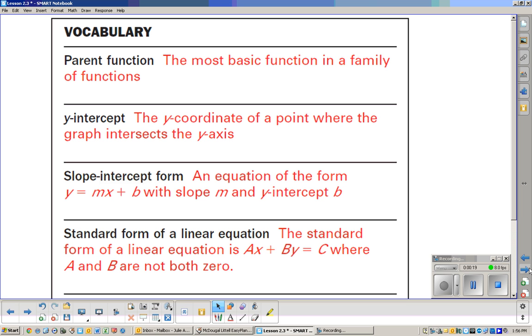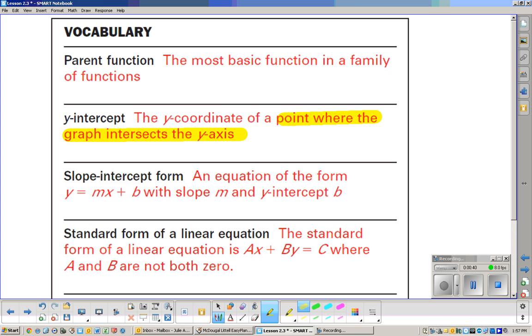First word is the parent function, and for right now, just write down it's the most basic function in a family of functions, just like it says here. I'll talk more about that on the next screen. The y-intercept is the point where the graph intersects the y-axis. That's the important key there, is to know that it's a point.